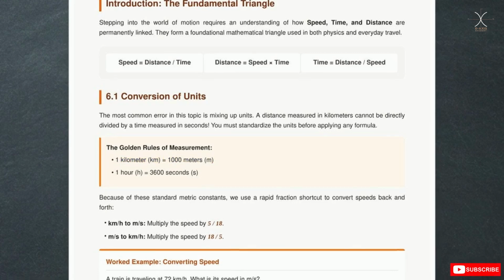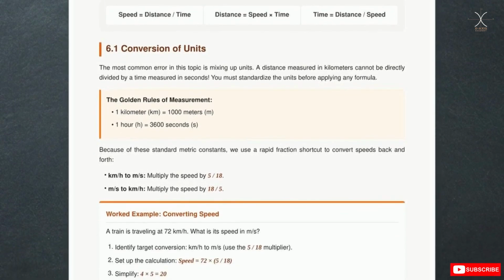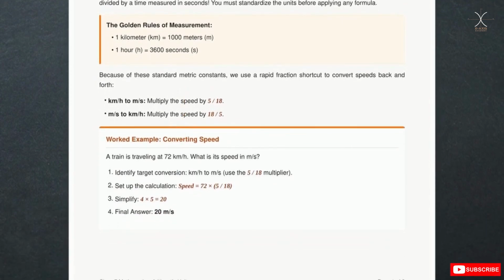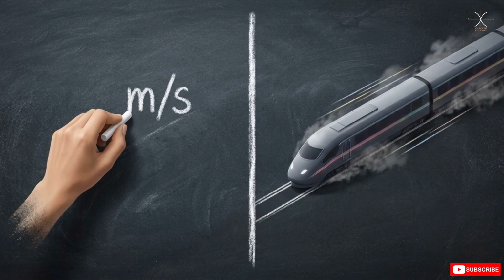Because these constants never change, we use a rapid fraction shortcut for conversions. If a train travels at 72 kilometers per hour, find its speed in meters per second by multiplying by 5/18. This gives a final speed of 20 meters per second. Standardizing your units before applying any formula is a mandatory step. It guarantees your mathematical output perfectly matches physical reality.